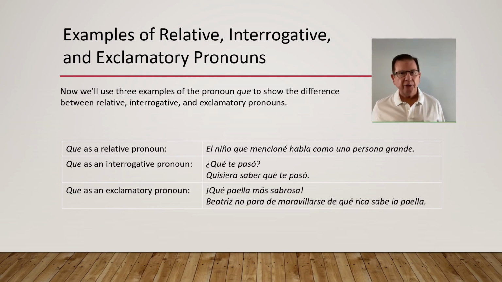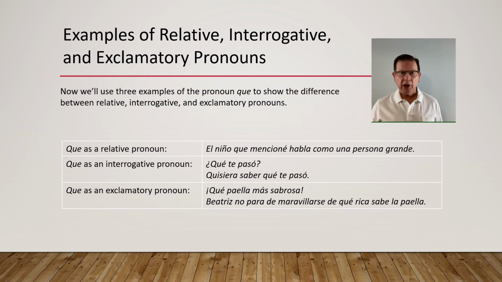Examples of relative, interrogative, and exclamatory pronouns. Now we use 3 examples of the pronoun que to show the difference between relative, interrogative, and exclamatory pronouns. Que is a relative pronoun. El niño que mencioné habla como una persona grande. Here, que refers back to the subject el niño.